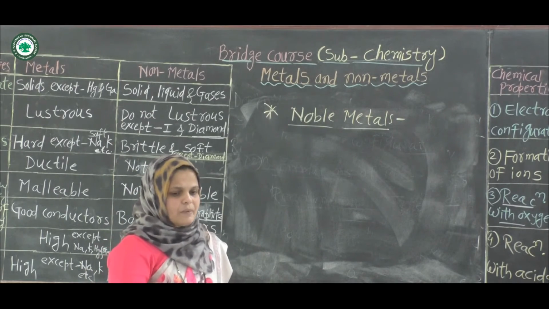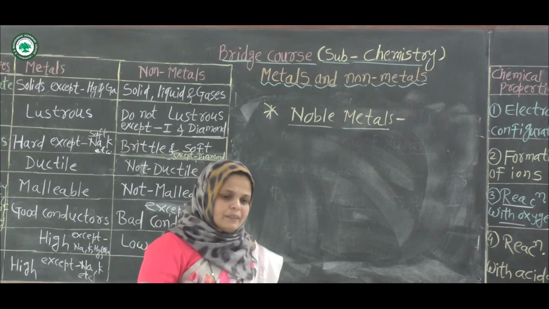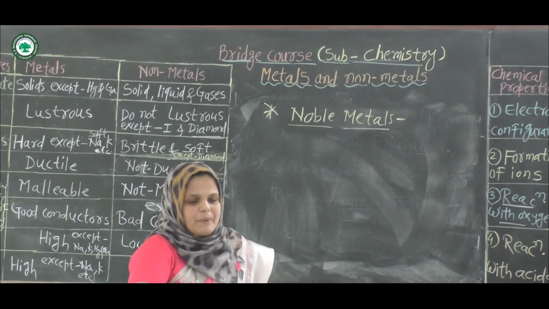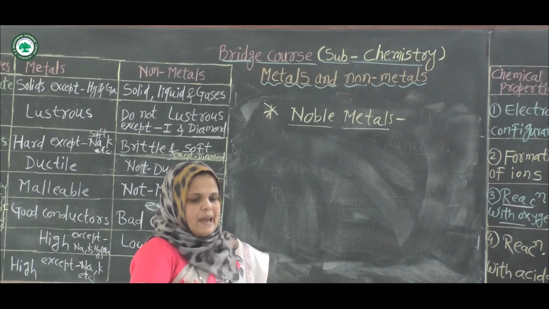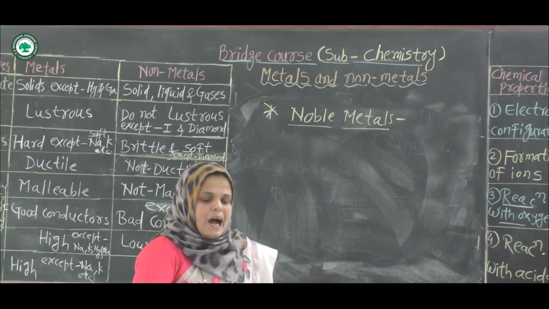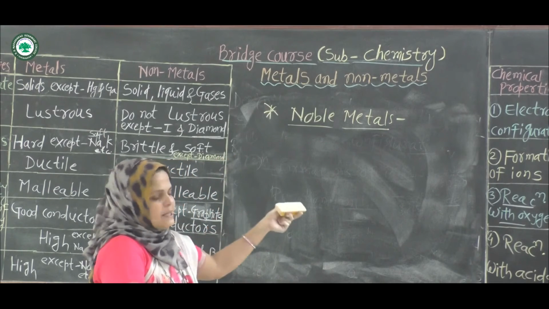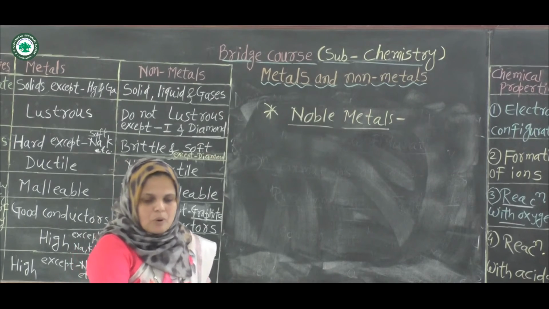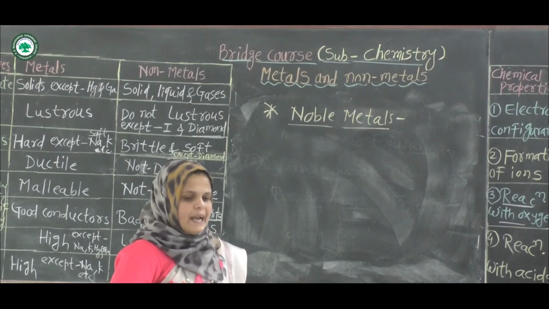Noble metals. We know about noble gases, you know them from the periodic table. Noble gases, which are included in group 18, you know they do not react with any atom of an element because they are stable in nature. And also noble metals: what is meant by noble metals? Metals which do not form any compound with any atom.